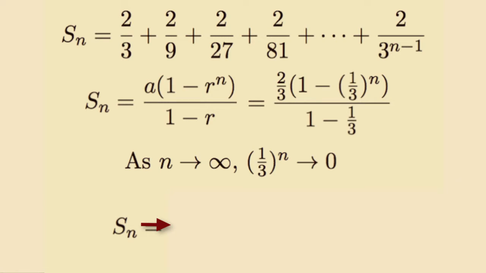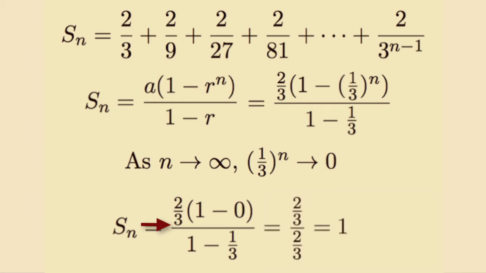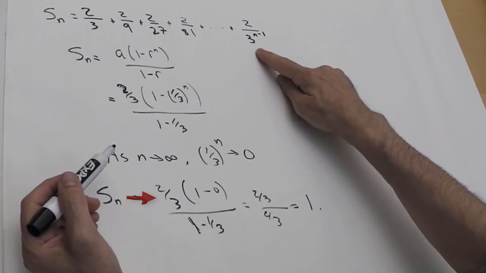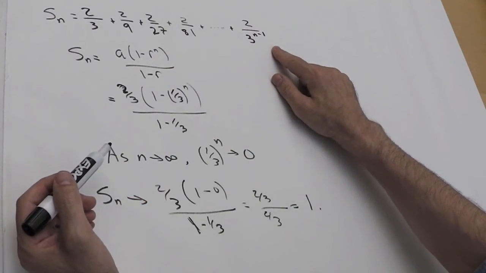And therefore we could say that Sn approaches, or gets closer and closer to, 2/3 times 1 minus 0 over 1 minus 1/3. What's that? That's 2/3 over 2/3, which is equal to 1. So what we've just learned is that if we continue this geometric series, taking more and more terms, we find that the sum actually gets closer and closer to 1.